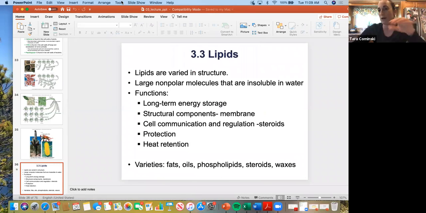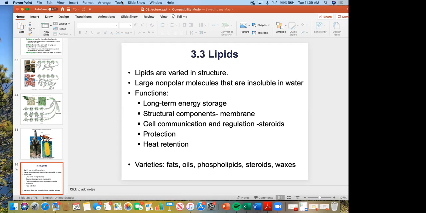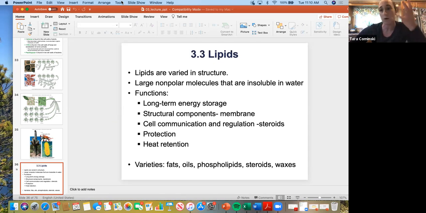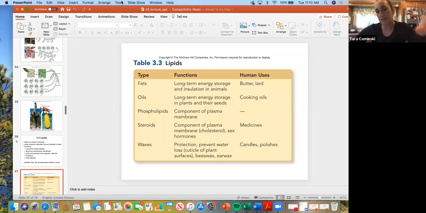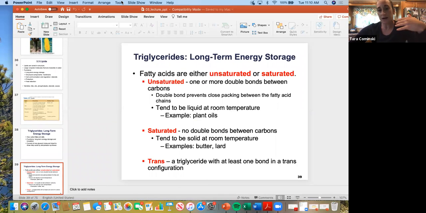So what's one, just kind of right off the bat, one major difference between saturated and unsaturated? Think about the bonds that are in the molecule. Unsaturated fats have a double bond and saturated fats don't. Good. Unsaturated fats have double bonds, one or more double bonds. Saturated fats do not. And then what happens as a result of that?